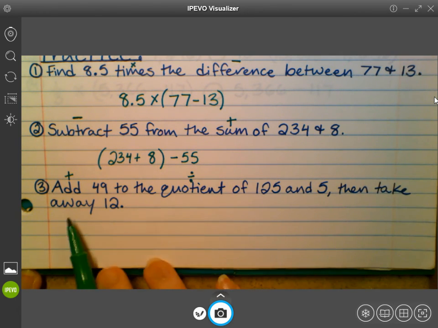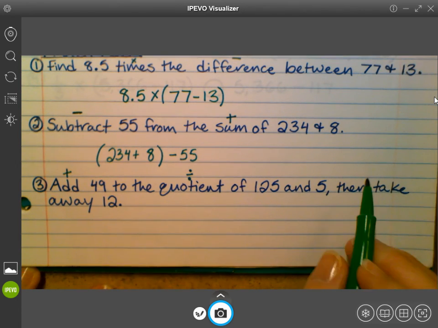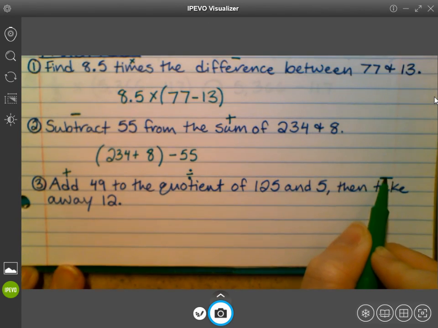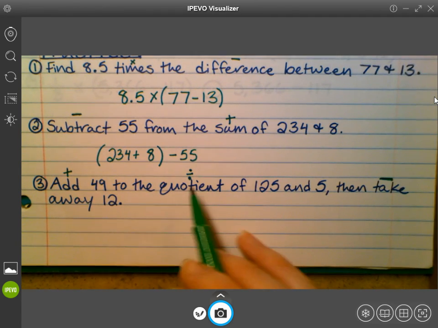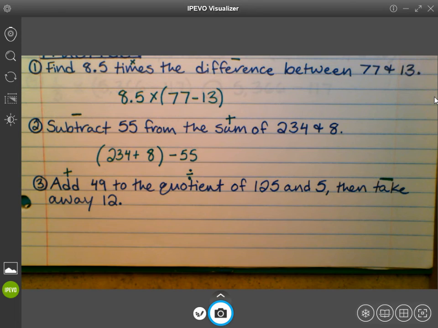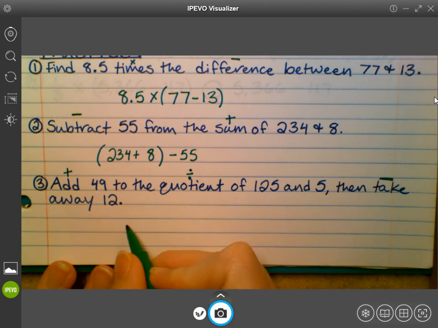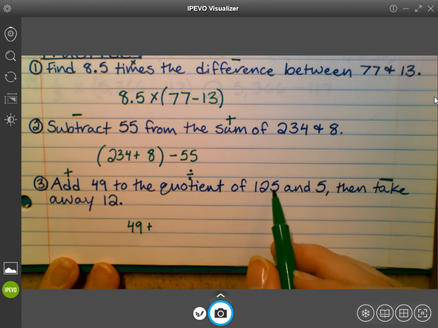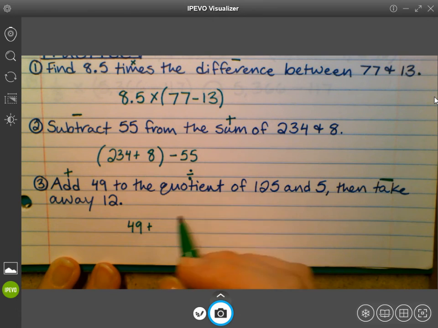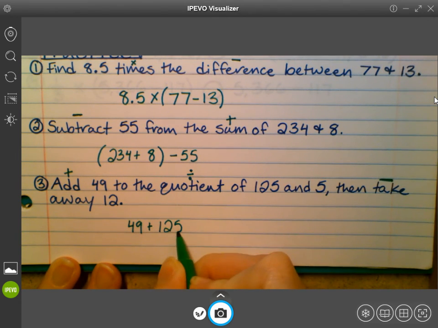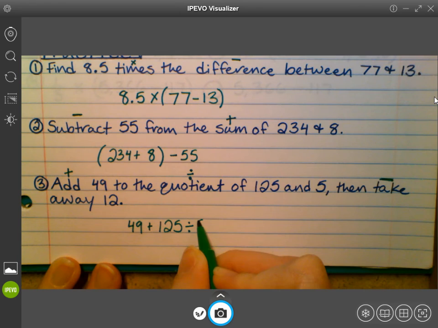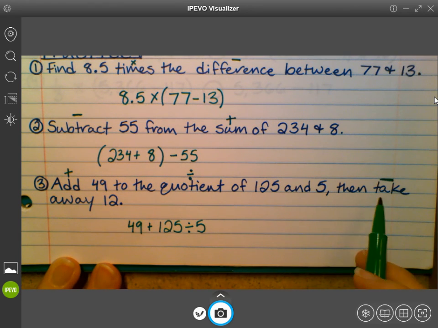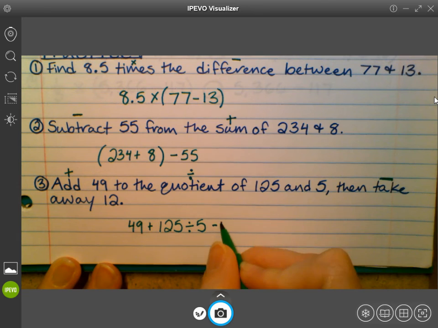Then take away 12. Well, take away, that means I am subtracting. So I'm going to put a minus sign. So I have adding, dividing, and subtracting. So add 49 to the quotient of 125 and 5. So that means I'm taking 49 and I'm adding it to 125 divided by 5. And then I'm taking away 12, or subtracting 12.